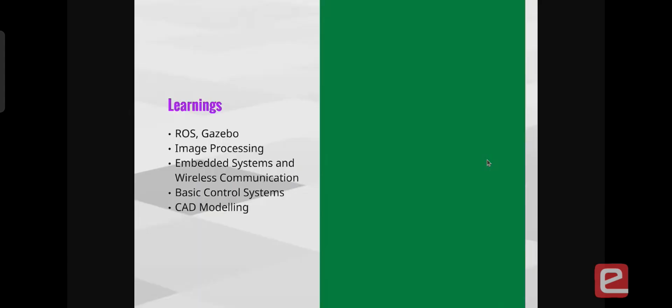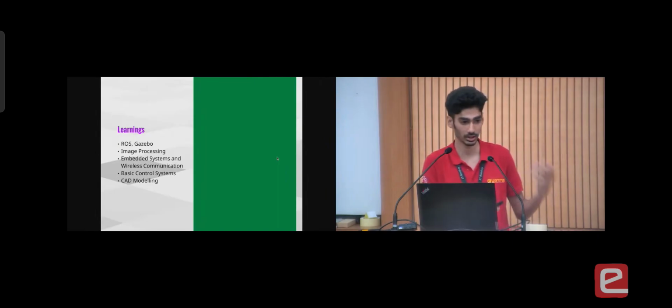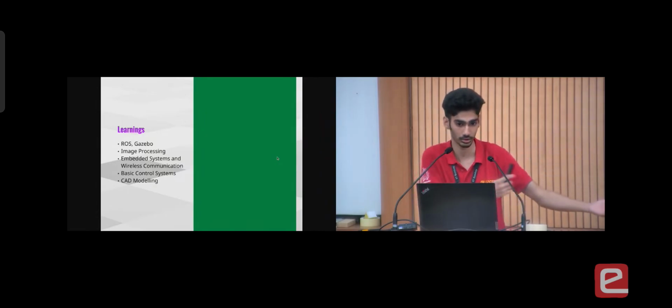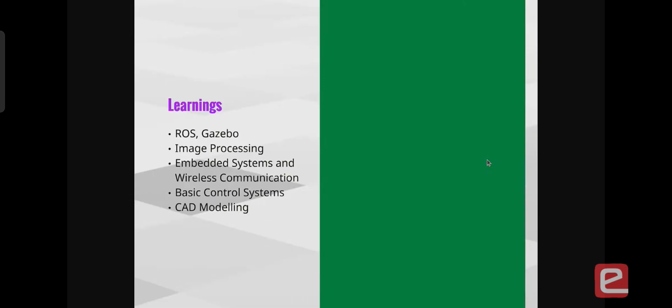ROS being the backbone, the network through which the devices communicate, the devices being the laptop and the bot. Then we have Gazebo, which was used in stage 1 to simulate the entire theme. Then we have image processing. So basically image processing is used in two tasks. So one is the detection of ArUco, which is used for localization in the arena. And the second thing, which is the part of the main task, is to extract the contours from the image.